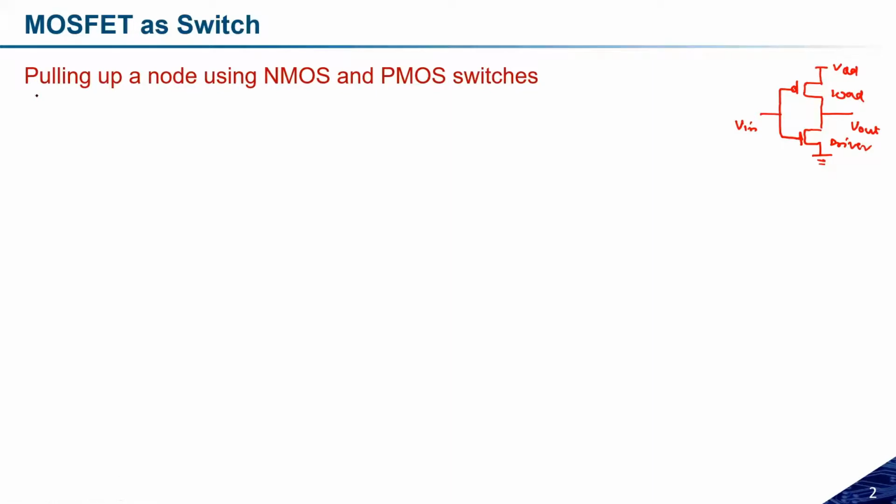First, let us talk about pulling up a node using NMOS and PMOS switches. If the load capacitance or the output voltage is at logic zero, that output voltage can be pulled up in two ways, either by the NMOS transistor or by the PMOS transistor. So there are two possibilities. If I have to pull up the logic from zero to high, I just need to activate the load. If the load is working perfectly, the VDD will be transferred to the output. That's it. This is the role of the load side.